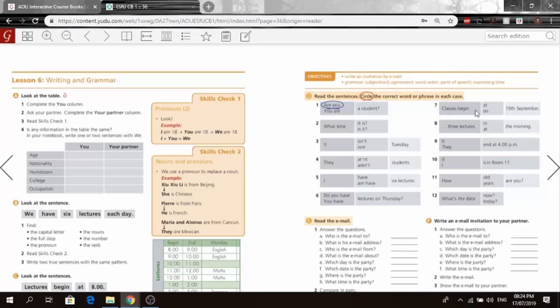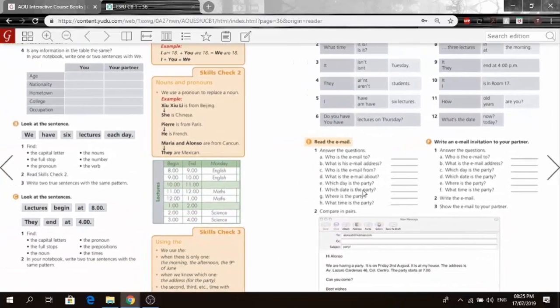Number 7, classes begin on, okay? You guys remember the preposition? On 19th September. 3 lectures in the morning, not at the morning. You guys remember I just made an example a couple minutes ago. In the morning. 9, it or they. They end at 4 p.m. Okay? Not it end. They end at 4 p.m. Okay? 10, it is in room 17. I don't use I is. Never. Okay? It is in room 17. 11, how old are you? I never say how years are you. How old are you? This is just basics right here. Okay? Now 12, what's the date today? Okay? Not what's the date now. Alright? So now this is a fun one, and you guys are probably going to enjoy this a lot.